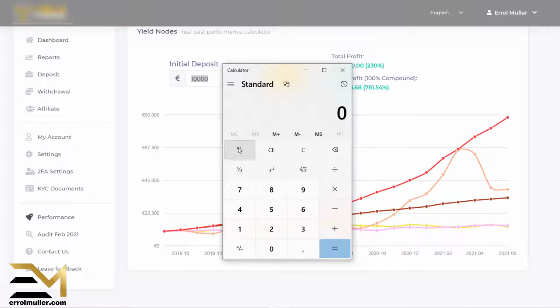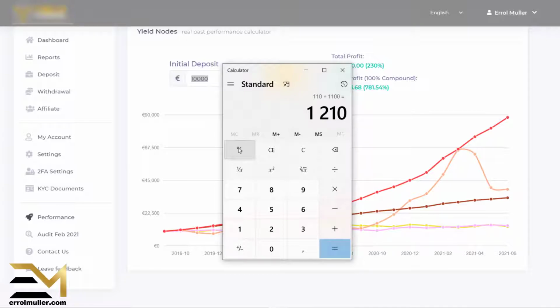So let's quickly go to, for instance, $1,000 plus $100, because that is 10%. That gives you $1,100. The next month you invest $1,100 times another 10%, that gives you another $110. So you've got $110 plus $1,100, that gives you $1,210. So that is what compound interest is.